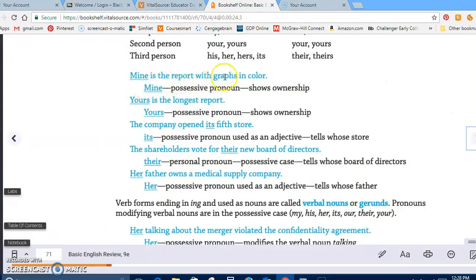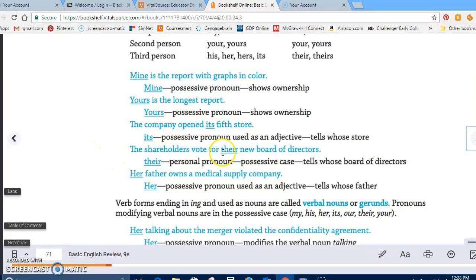Mine is the report with graphs and color. Mine is your pronoun, and mine does show ownership, so that makes it a possessive. The company opened its 5th store. Its is the pronoun, and the its without the apostrophe shows possessive form.